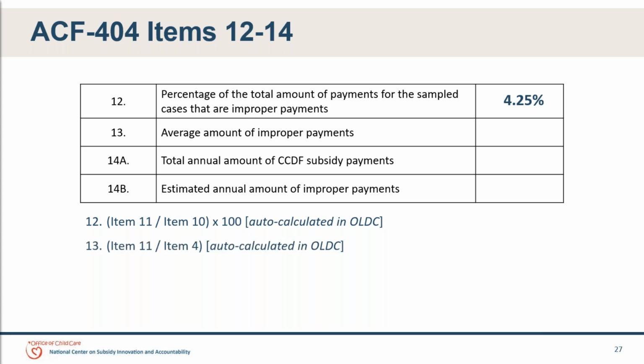Item 13 is another one that is auto-calculated. It's asking for the average amount of improper payments. This again, you're going to start with the total amount of improper payments, not just the overpayments, and divide it by item 4, which asks you, if you recall, for the total number of improper payments. It's also going to be auto-calculated for you. So you don't need to do the math yourself, but it's always good to have an idea of what goes into that math. The average amount here was $265.